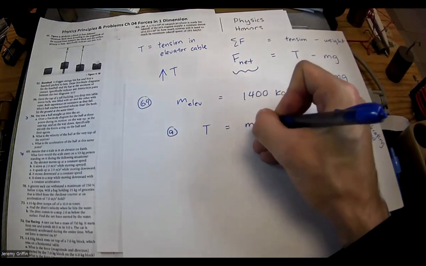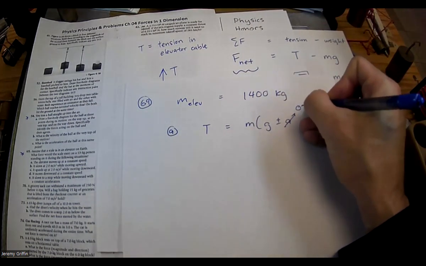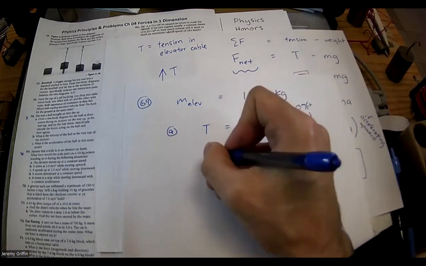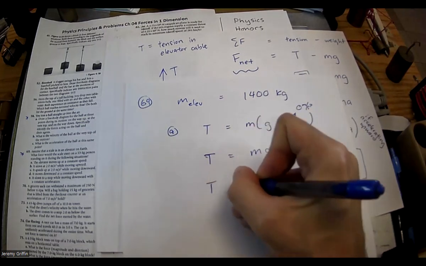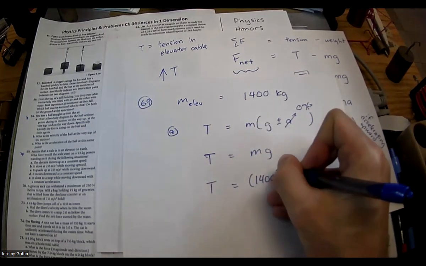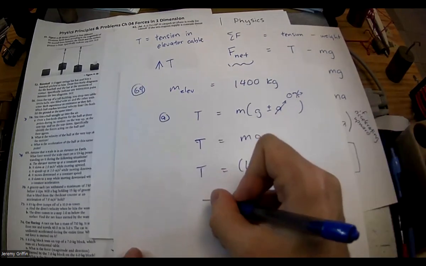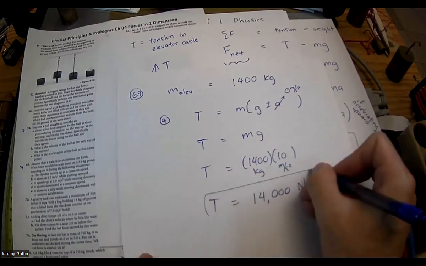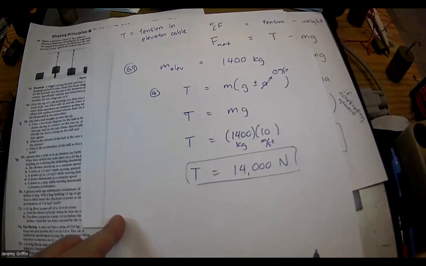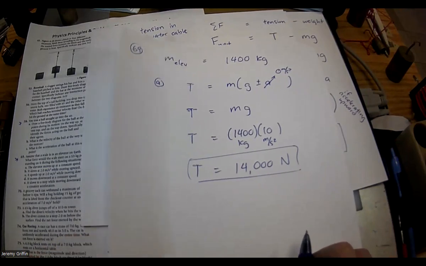Tension would just be mg plus or minus a, which goes to 0. Tension is equal to mg. Take my 1,400 kilogram elevator, 10 meters per second squared. I'm getting 14,000 newtons. That's part A. Okay, wait, is it asking for the force? Oh, it is asking for the force. So the tension is the force exerted on the person.